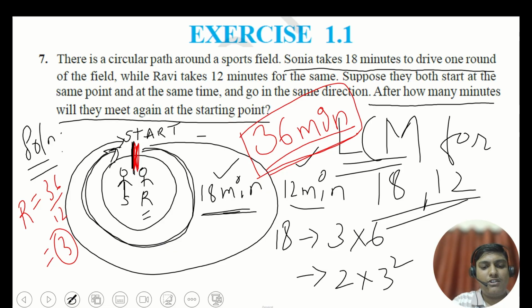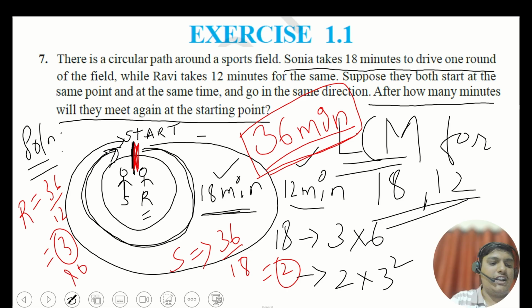And if you want to check for Sonia, she is taking 18 minutes, correct? So 36 divided by 18 is 2. So Sonia would have run 2 rounds and Ravi would have run 3 rounds by the time they meet, because Ravi is running faster, taking less time, but Sonia is taking more time, correct? So she'll be running slower and will cover fewer rounds, but Ravi will cover more rounds. I hope this is clear, correct?